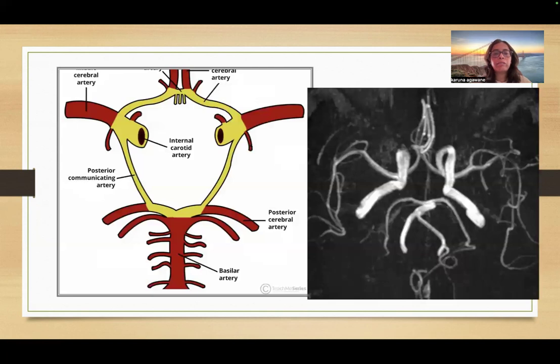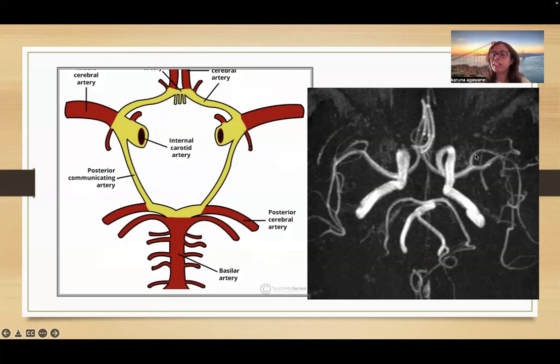Here is the schematic representation of the same, where we can see anteriorly there is this connecting branch between both the ACAs, called the anterior communicating artery. Then there is the A1 segment of the anterior cerebral artery. This is the internal carotid artery. This is the posterior communicating artery. Then these are the P1 segments of both the posterior cerebral arteries. Thus, the circle of Willis is formed over here by these anterior and posterior circulation vessels.